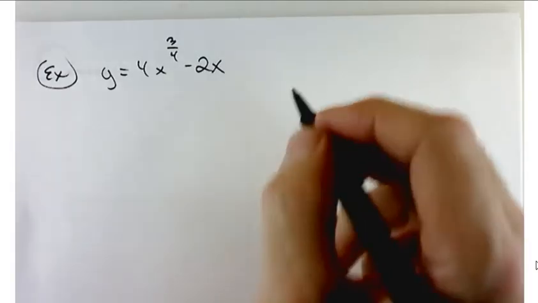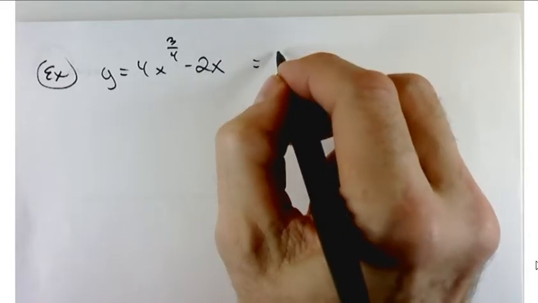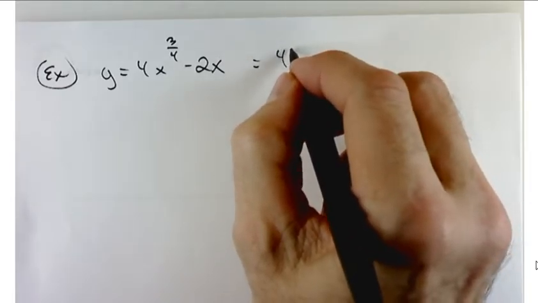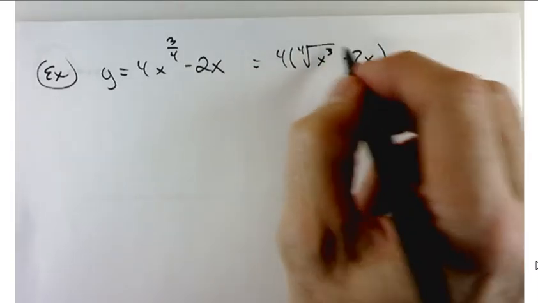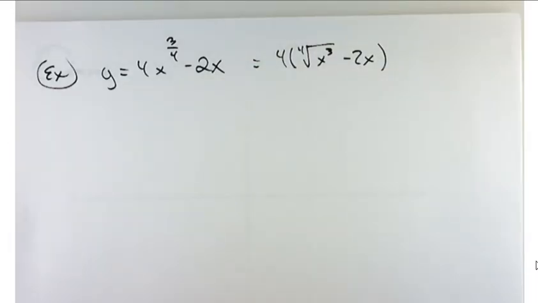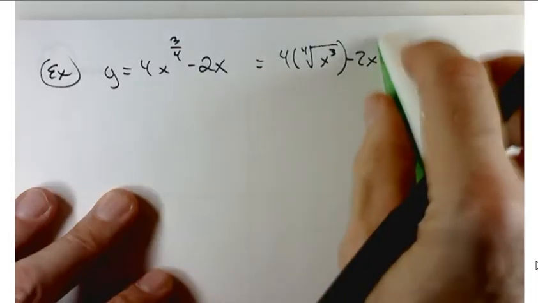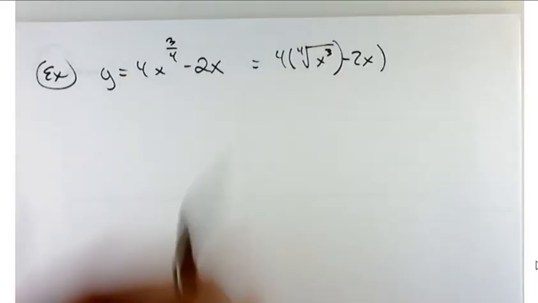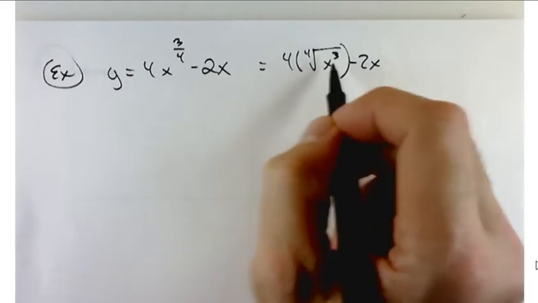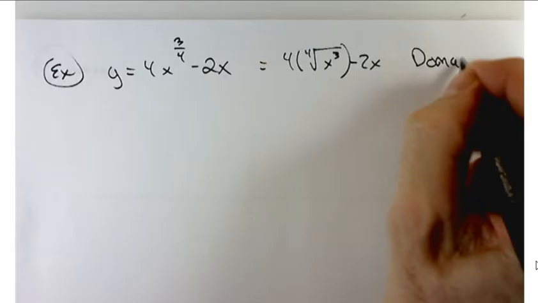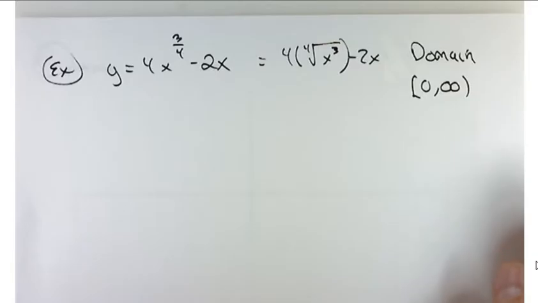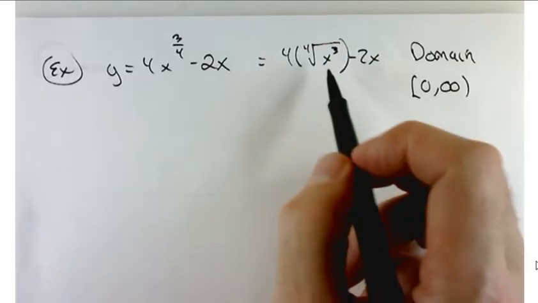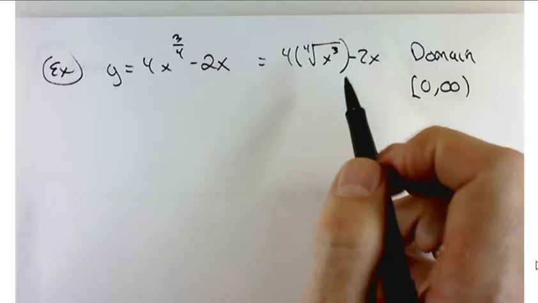For this one, this one gets a little tricky. You could also think of this as 4 times the 4th root of x cubed, minus 2x. Actually, I shouldn't have a parenthesis there. Parenthesis here. It's tough to see here. I'll help you out a little bit. But you can't take an even root of a negative number. So the domain is 0 to infinity. So the values I've actually put into this function have to be positive.